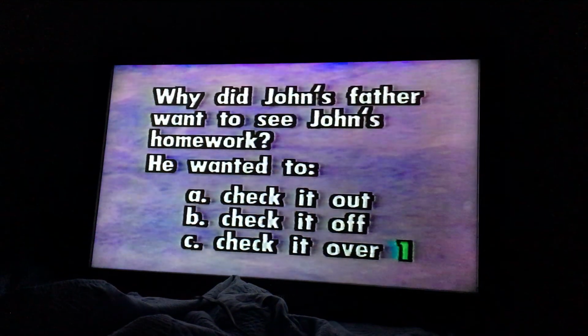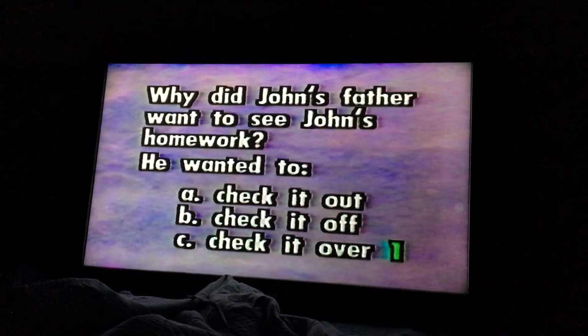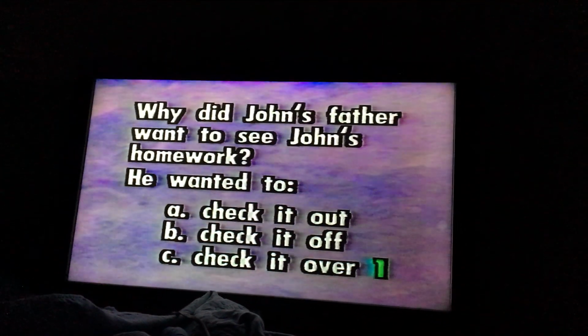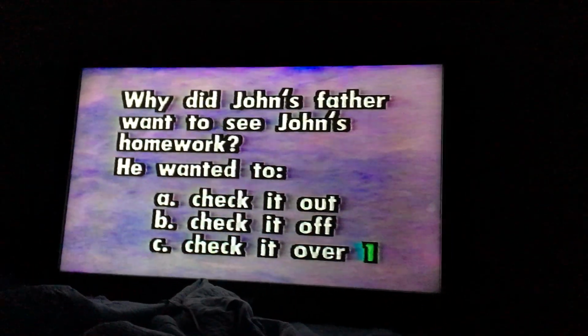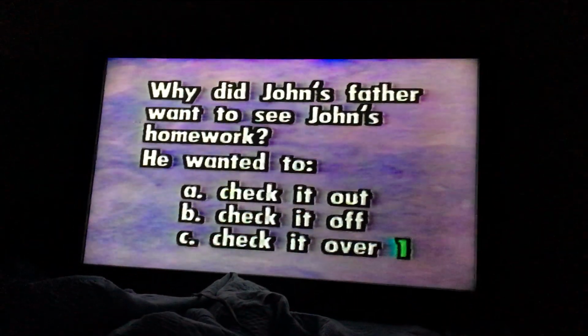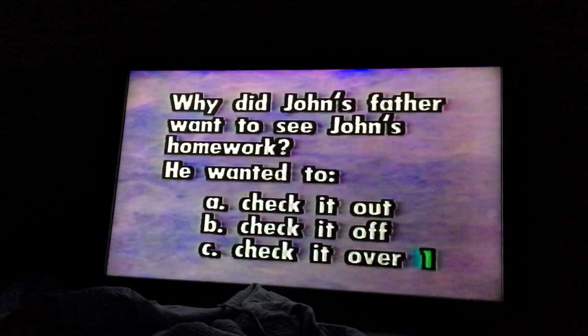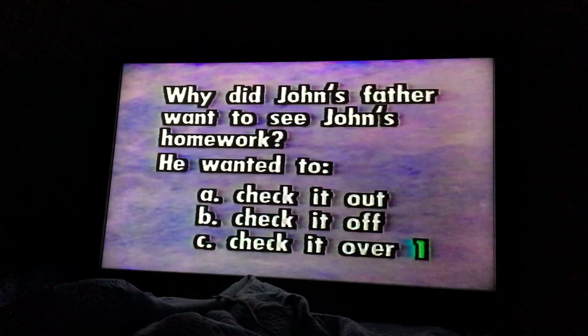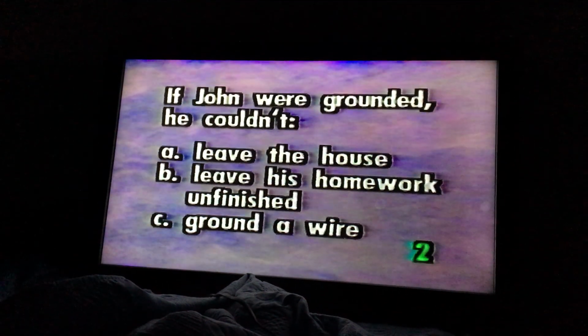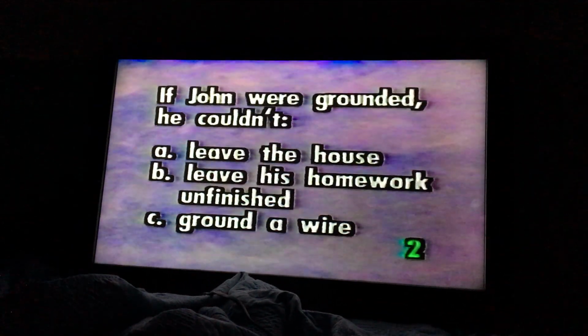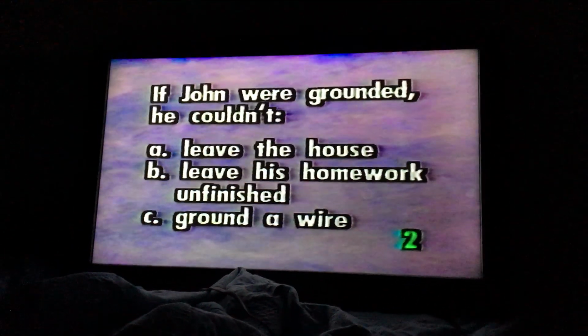Let's see a small test on lesson 2. Why did John's father want to see John's homework? He wanted to check it out, check it off, check it over. If John were grounded, he couldn't leave the house, leave his homework unfinished, ground a wire.